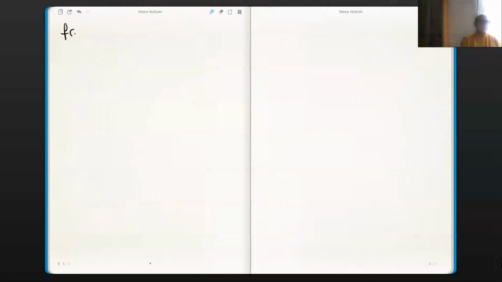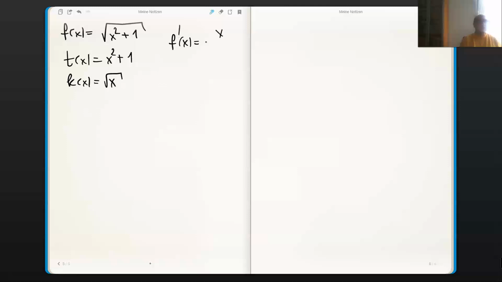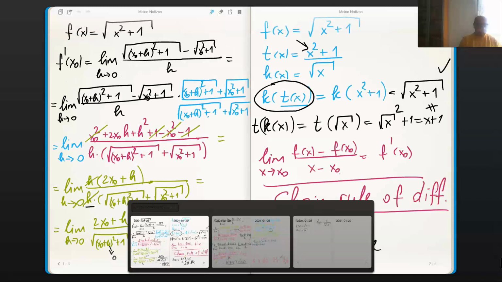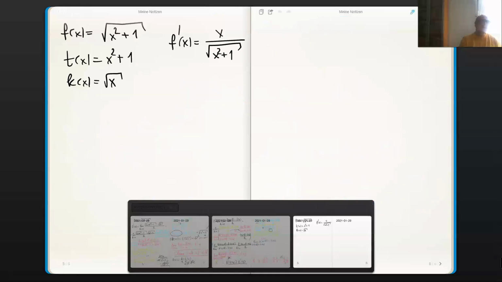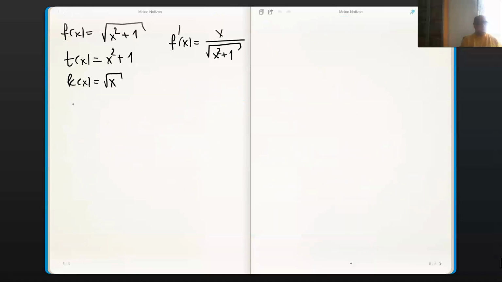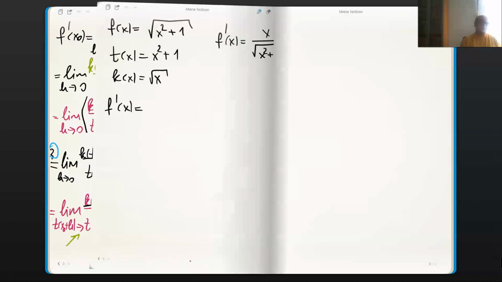If we're talking about f of x being equal to the square root of x squared plus 1, we said t of x was the parabola, and k of x was the square root. And we know already that the derivative here was x divided over the square root of x squared plus 1. We just proved it, right? There you go. That's the result. Now, f prime here would be, now look, this is very important.